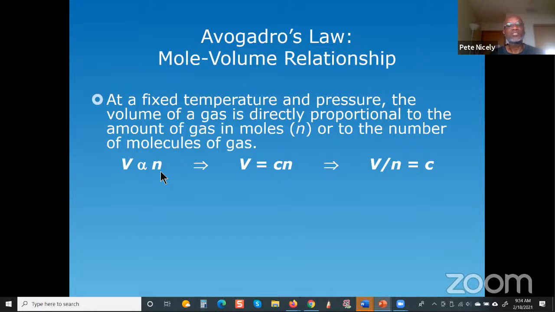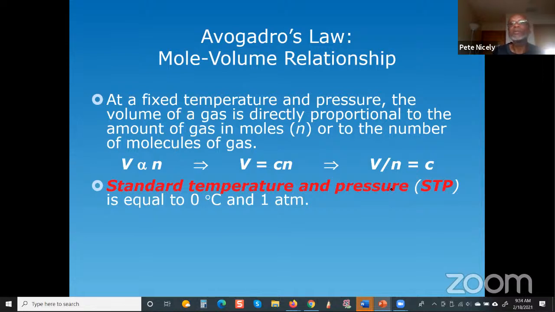The volume is proportional to n. I don't know how many of you are familiar with the proportional sign, but basically what this means is that whatever change occurs for one side of this relationship, a similar change will take place on the other. In other words, if n is doubled, then V is doubled. If n is tripled, then V is tripled, and so on. Another way of expressing it is V is equal to Cn, where C is a constant, V is the volume, n is the number of moles, and therefore you can rearrange it to get V over n is equal to a constant, which means that there's another way you can write this.